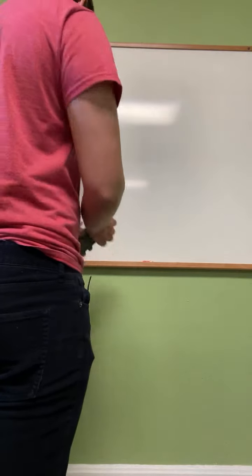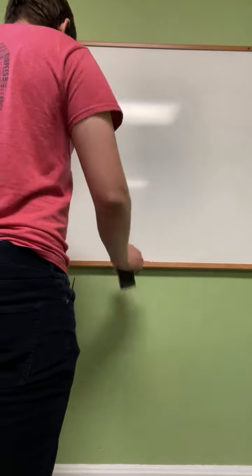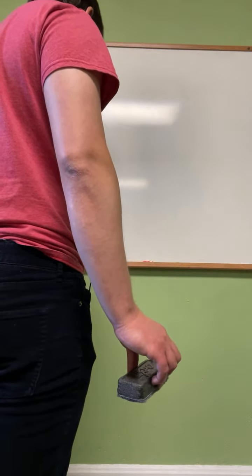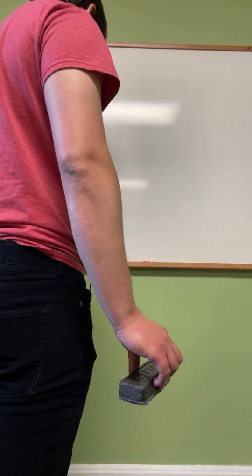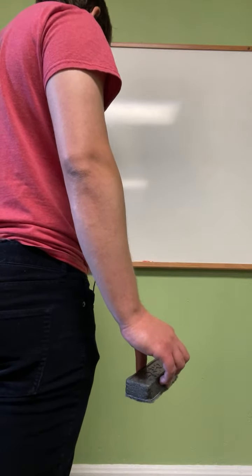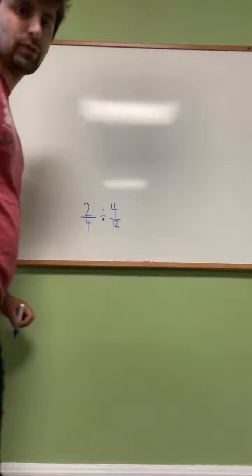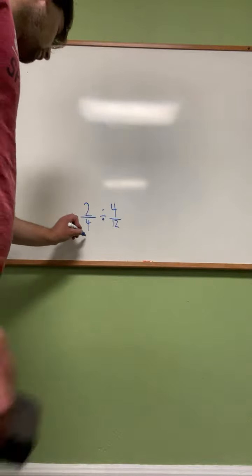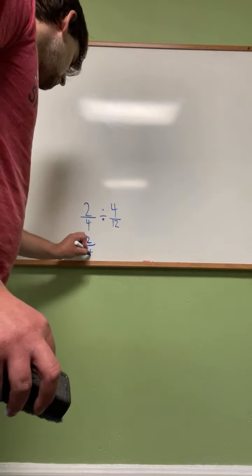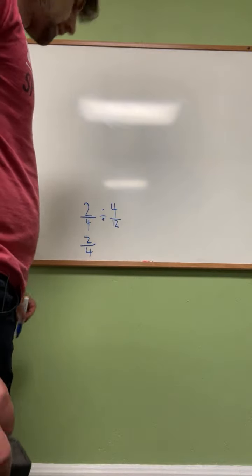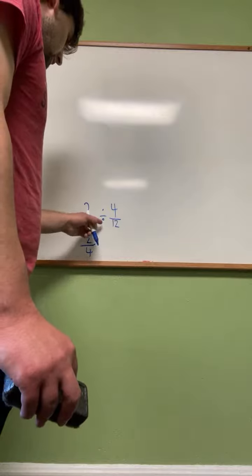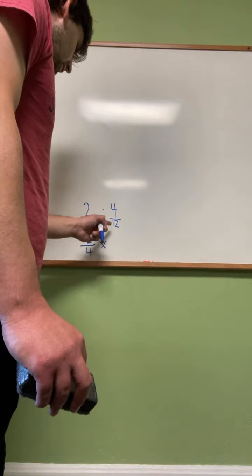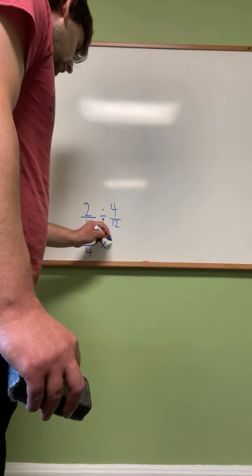2/4 divided by 4/12. How about that? All right, so we're keeping the 2/4. We're keeping that the same. Then we're going to change the division to a multiplication sign. Then we are going to flip the second fraction.